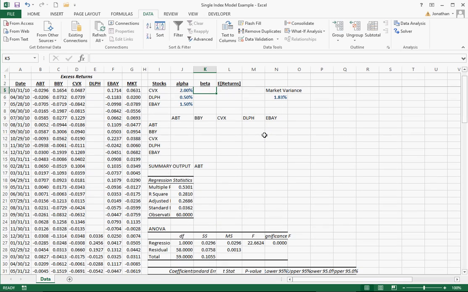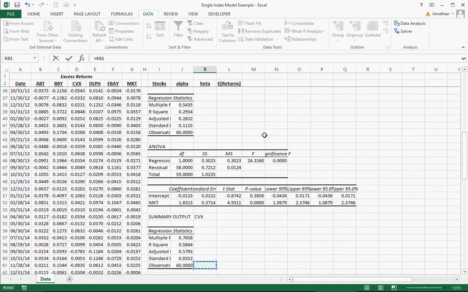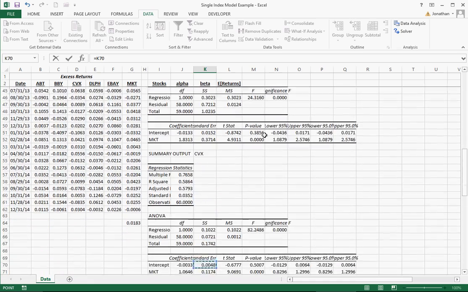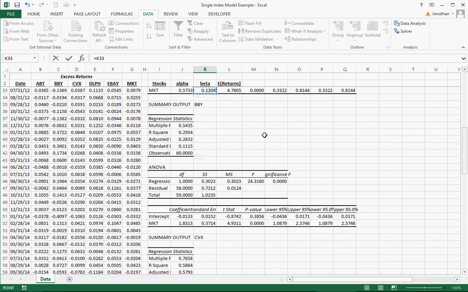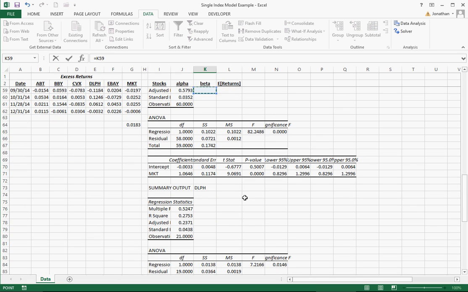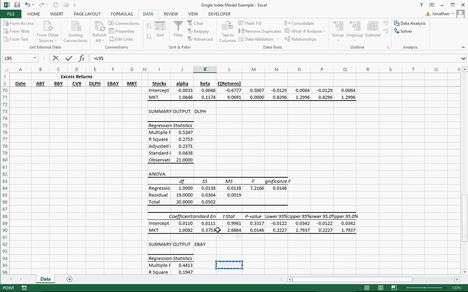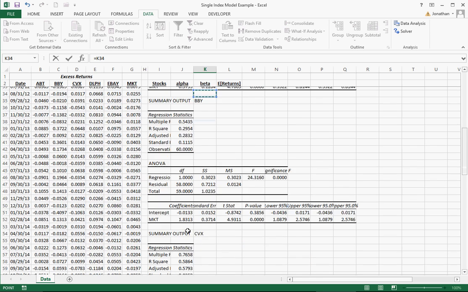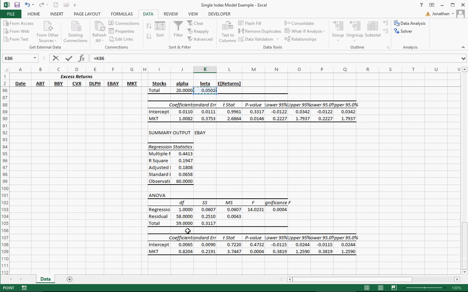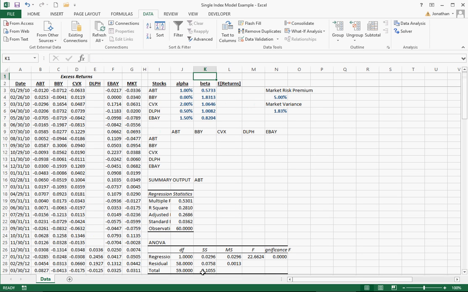And that's the Best Buy one. Then I need the one for Chevron, which is down here. And then I need one for Delphi, which will be right here. And then I need the one for eBay. So page down until I get to eBay. And there's the beta for eBay. So now I have all the betas, all the alphas.